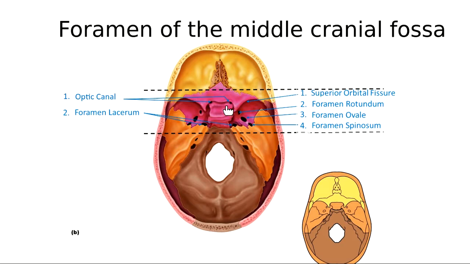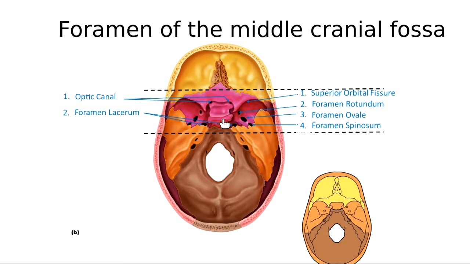So if you're sitting in the saddle, your arms go through the optic canals, that's where your optic nerves would go through, to hold the reins of a horse. Your legs are going to go down through these holes right here. They're called the foramen lacerum. To lacerate means to cut. These are jagged holes here.